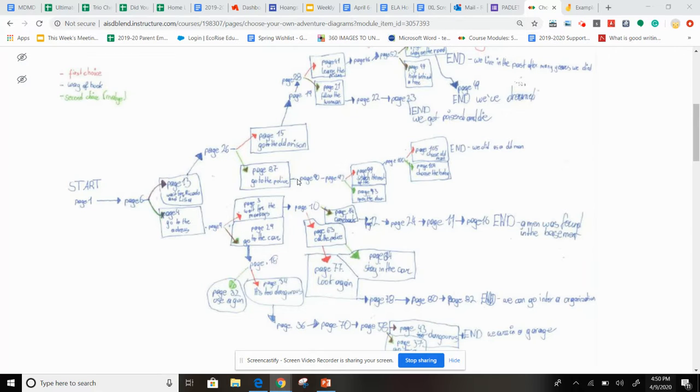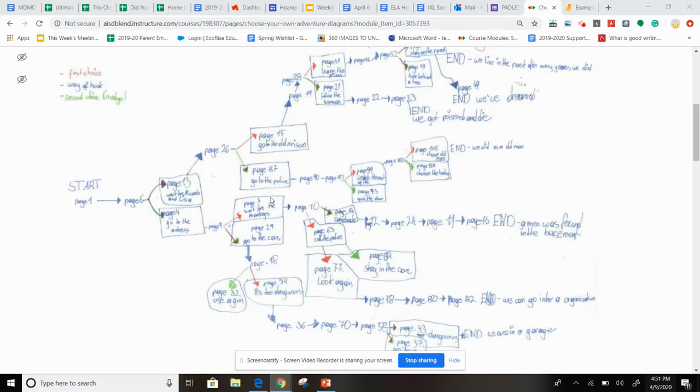If he goes to the police, he gets to make this choice: search something, or go to the doctor. Not sure. So you can see it branches out everywhere. This could be a very long story. I mean, it gets to 82 pages. Yours doesn't have to be that long.